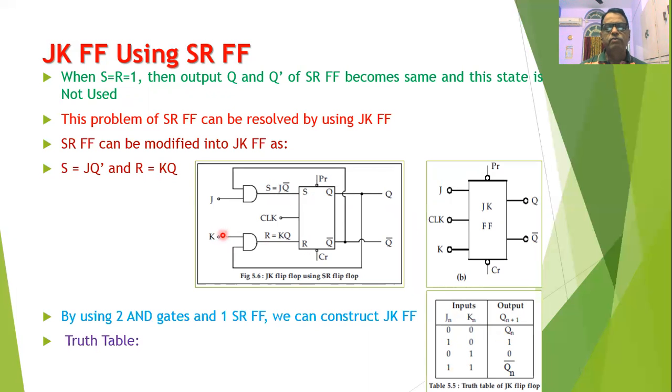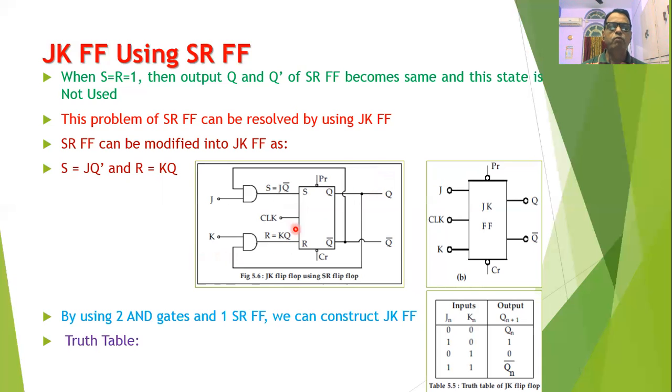When J is equal to 0 and K is equal to 1, then the output of the first AND gate will be equal to 0, that is, S will be equal to 0. But the output of the second AND gate will depend upon Q. If Q is equal to 0, then R will be equal to 0. And therefore, in that case, S will be equal to 0, R will be equal to 0, and output Q continues to remain 0.